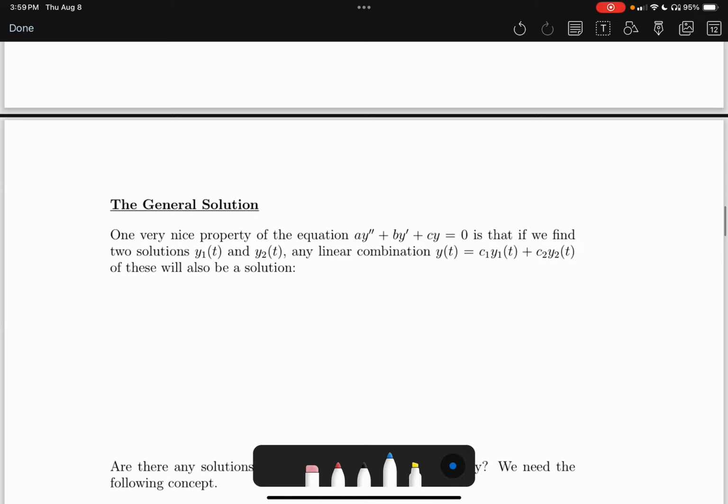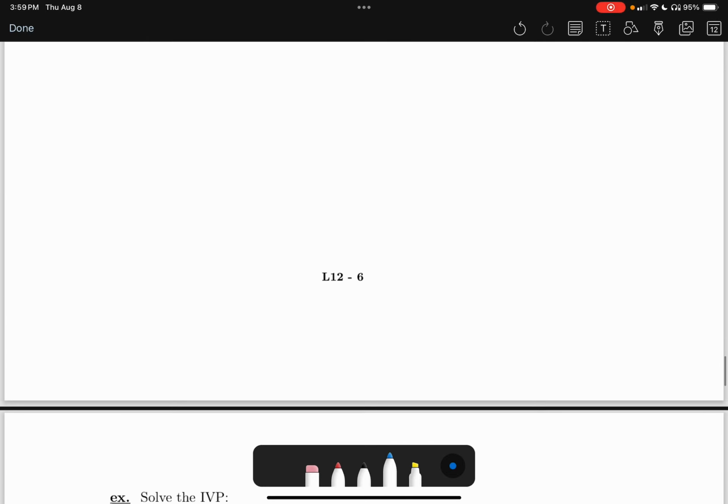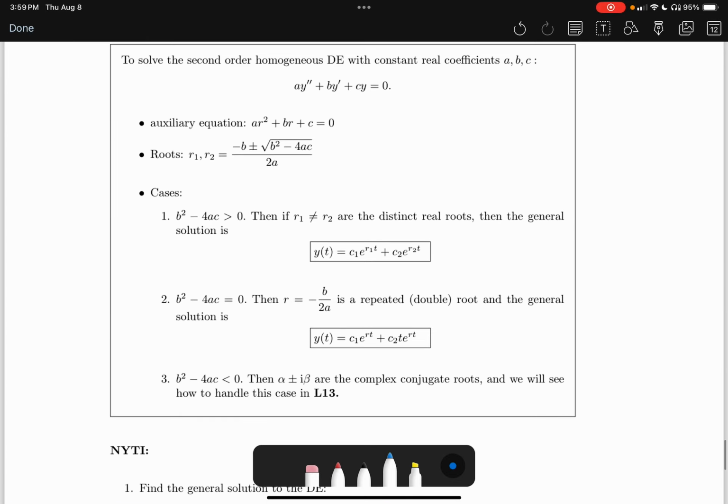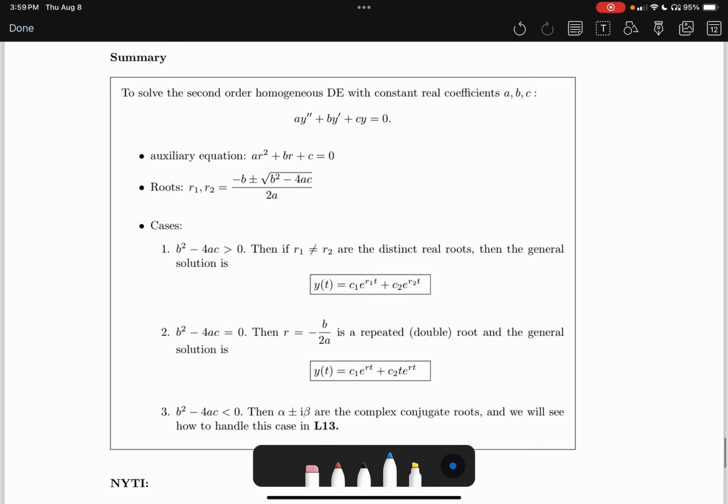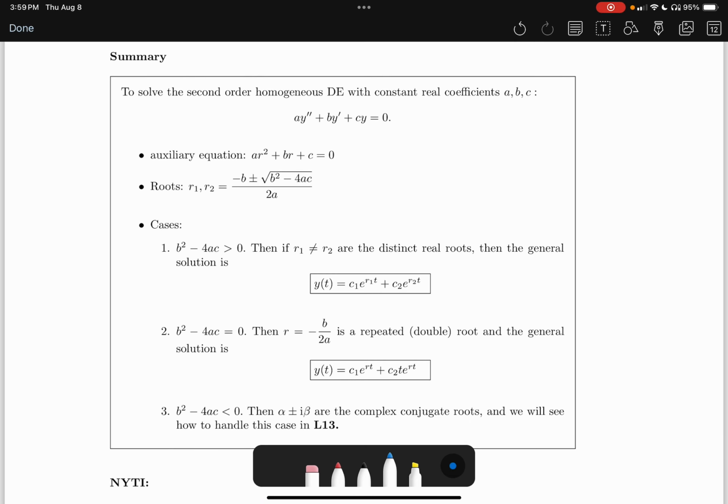And just so that you can see, at the end of this PDF we have a nice little summary of exactly what's happening. Solving second order homogeneous differential equations with real constant coefficients: you set up your auxiliary equation, you solve it, using the quadratic formula or factoring if you can, and then you have your cases.